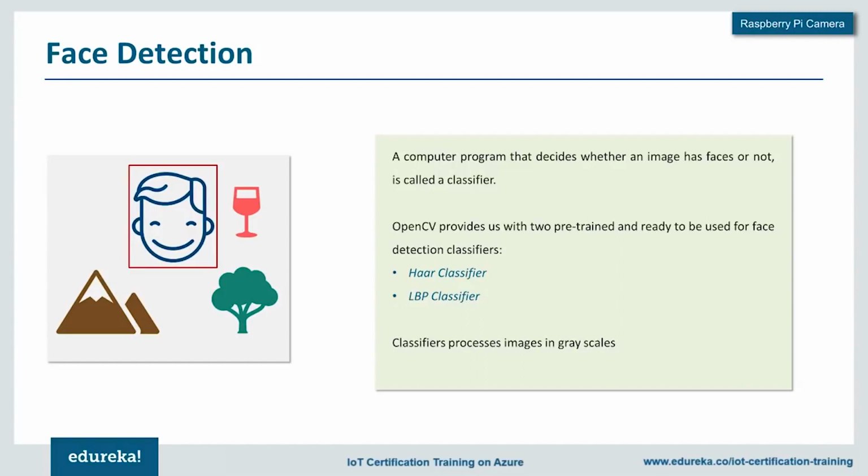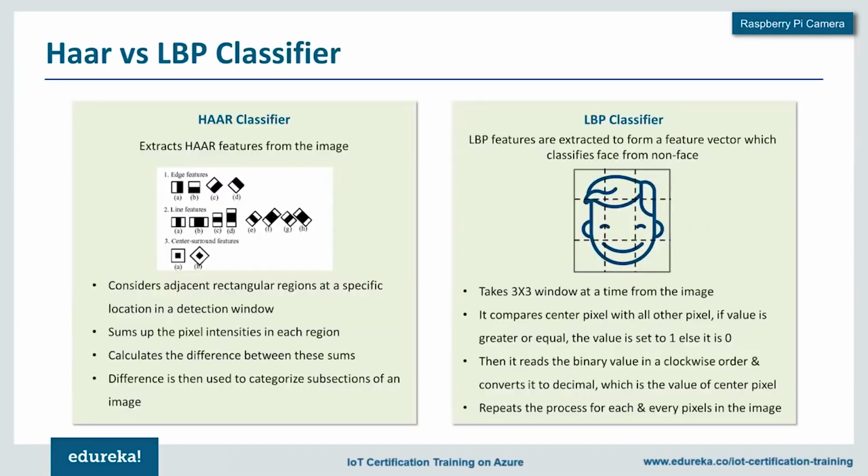Now one thing that you need to keep in mind while you're working with this is that the classifiers themselves process the image in grayscale as well, because it gives the machine quite some clarity on whether to classify it or not. Now when I talk about each of the classifiers, whether the HAR classifier or the LBP classifier, each has its pros and cons. So let's actually try to understand this.